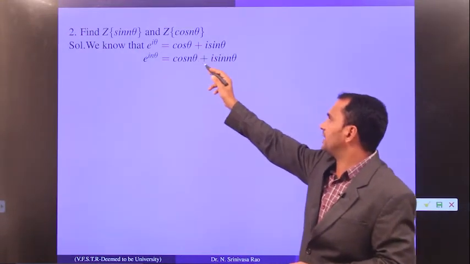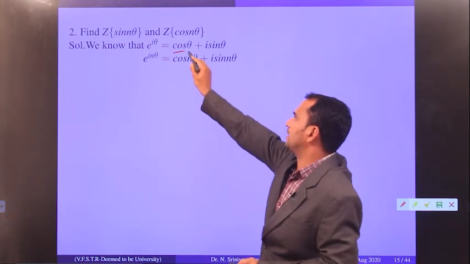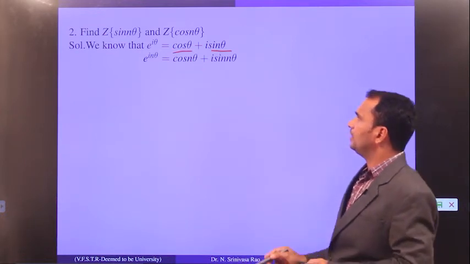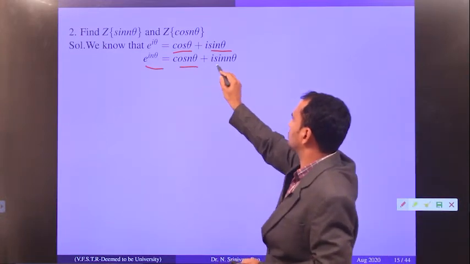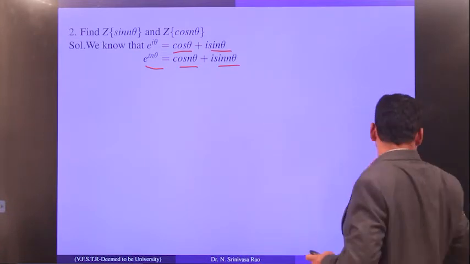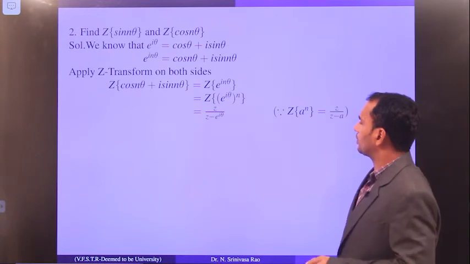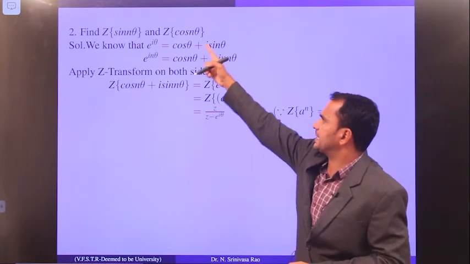So everybody familiar with this? How to write e power i theta? It can be written as cos theta plus i sin theta. And in general, e power i n theta can be written as cos n theta plus i sin n theta. This everybody knows, you already read it in your plus 2. So therefore, how to find the Z transform of sin n theta and cos n theta from this equation?